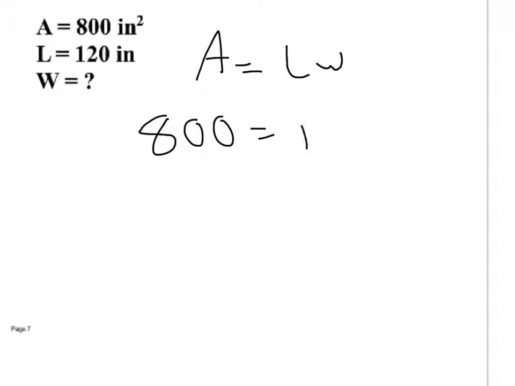Write this down. This gives us the area of a rectangle is 800 inches squared. The length is 120. The width, we don't know. So first thing I do is I write down my formula. Area for a rectangle is length times width. I replace my variables with what I know. 800 for A, 120 for L, and I don't know my W, that's what I don't know. So I leave it as W. To solve this, I divide by 120.